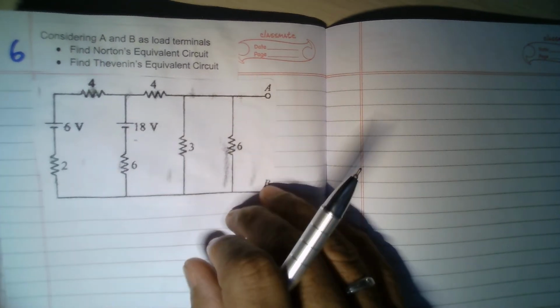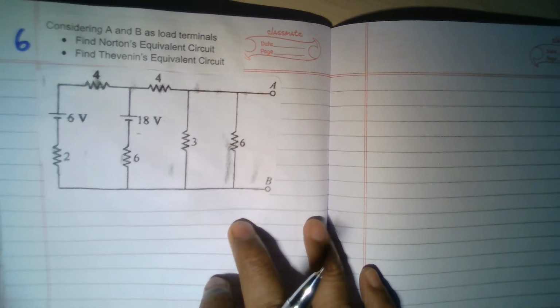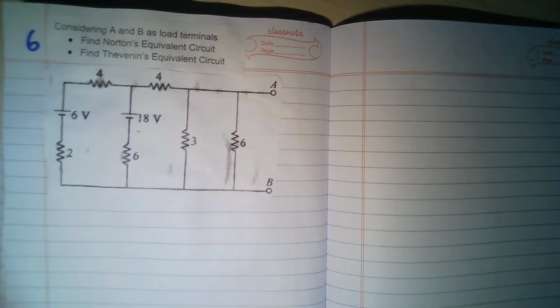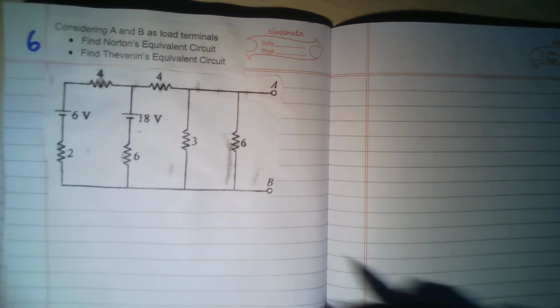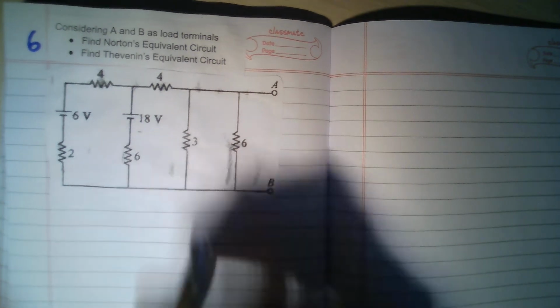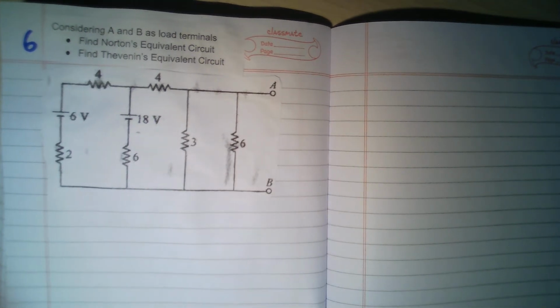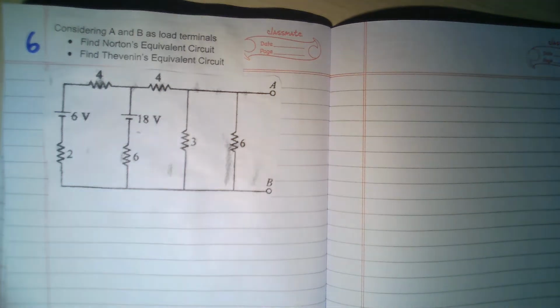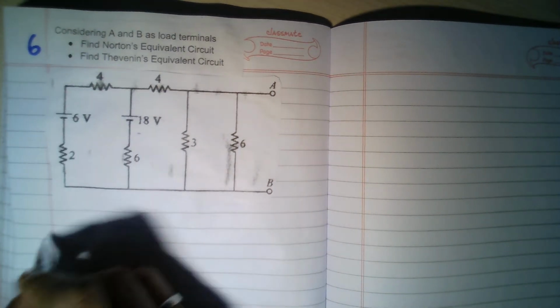So how do you do it? You can go ahead and do it now. Meanwhile, I will solve it by my own method, and then we'll compare your answer with my answer, whether our Norton's equivalent is matching or not, and whether our Thevenin's equivalent is matching or not. So let's do that. Let me start.